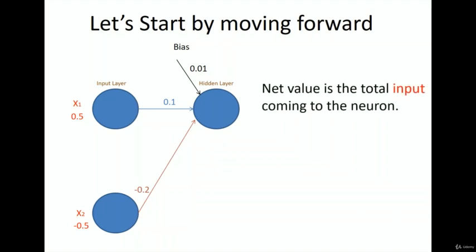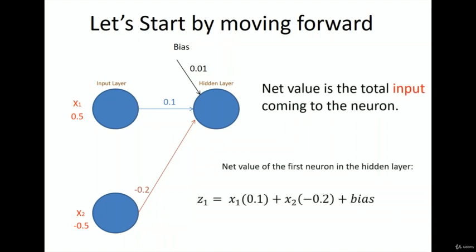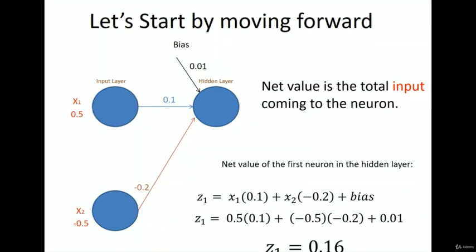Okay, so the net value is the total input coming to the neuron. We have x1 times 0.1 plus x2 times negative 0.2, and finally plus our bias. Now remember, the bias is always 1. The value of the feature is 1. So basically 1 times 0.01 is just going to be 0.01. So this is the equation that you have. And now if you add them up, you'll get 0.16, which is the net value for the first neuron in the hidden layer.